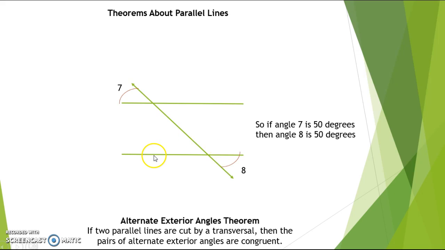The next theorem is the alternate exterior angles theorem. If two parallel lines are cut by a transversal, then the pairs of alternate exterior angles are congruent. As we can see here, angle 7 and angle 8 are exterior to the parallel lines. They're outside the parallel lines. If they wanted to, they could fly away. They're not trapped inside the two parallel lines. And again we can see that they are alternate: angle 7 on the left side of the transversal, angle 8 on the right side. So if angle 7 is 50 degrees, then angle 8 is also 50 degrees. They're both the same, they're both congruent.